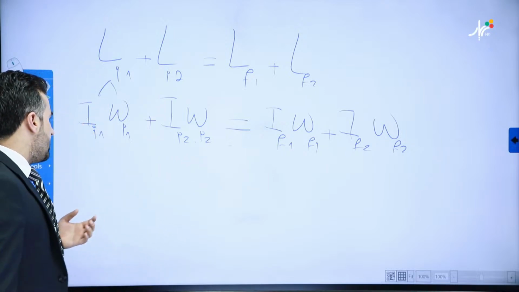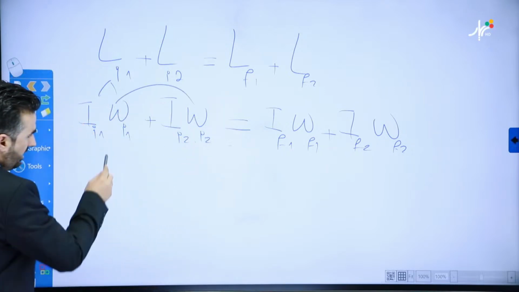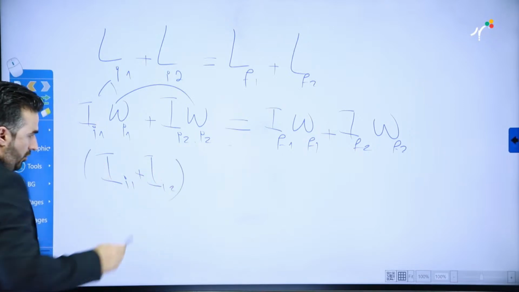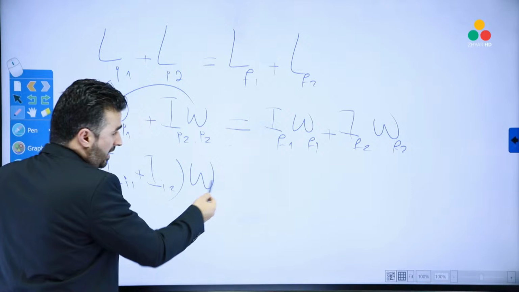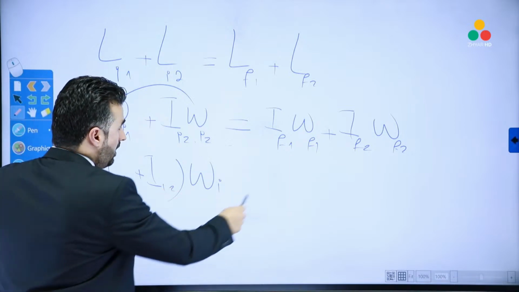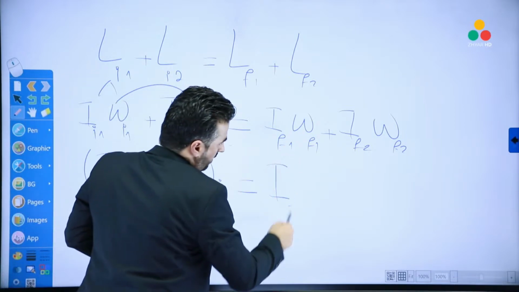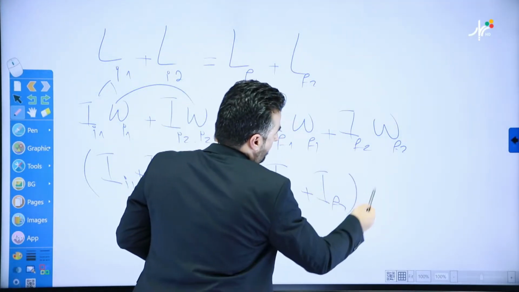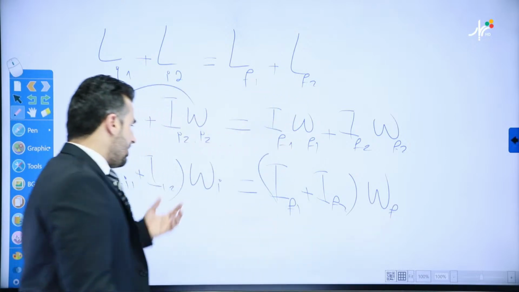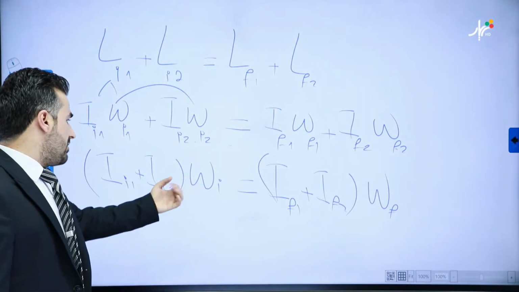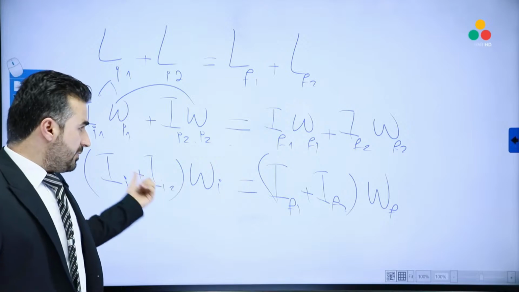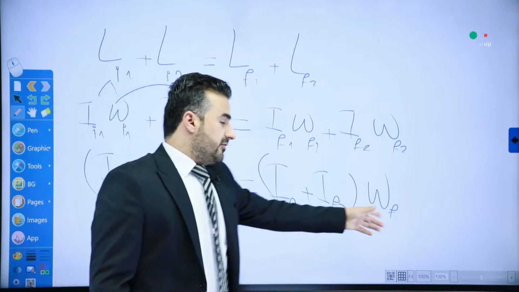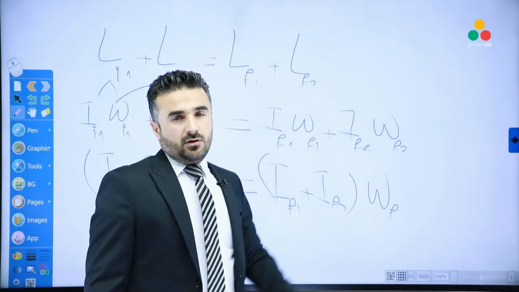But by the way, in most cases here, this omega would be equal. So we can say I initial 1 plus I initial number 2, where the second object is multiplied by the initial angular speed, will equal I final for object number 1 plus I final for object number 2 multiplied by omega final. Because the objects would be moving together, they would have the same initial angular speed, and of course their final angular speed would also be the same.